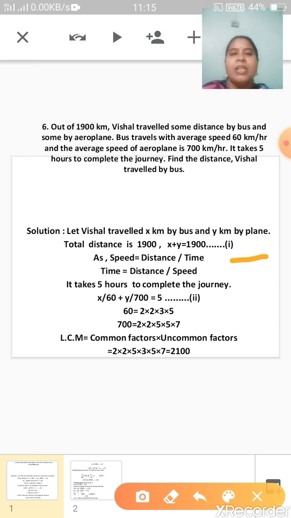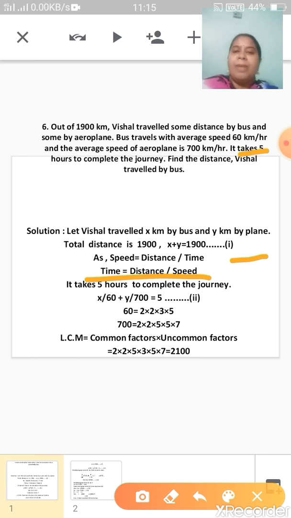Now in this, since it is given that it is 5 hours, I am going to take this as my main formula and convert everything with respect to time. So the formula will change to time is equal to distance upon speed. This is the main formula to be used in this sum.